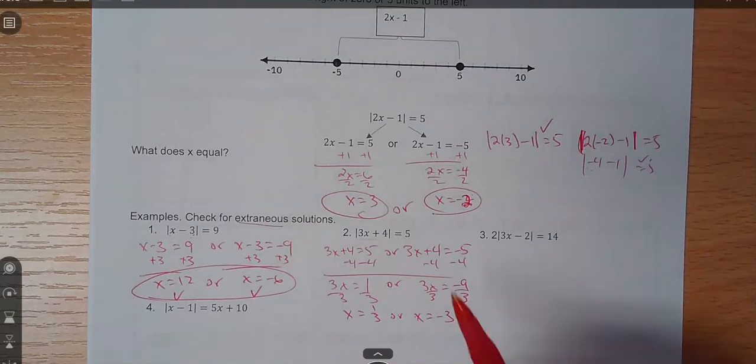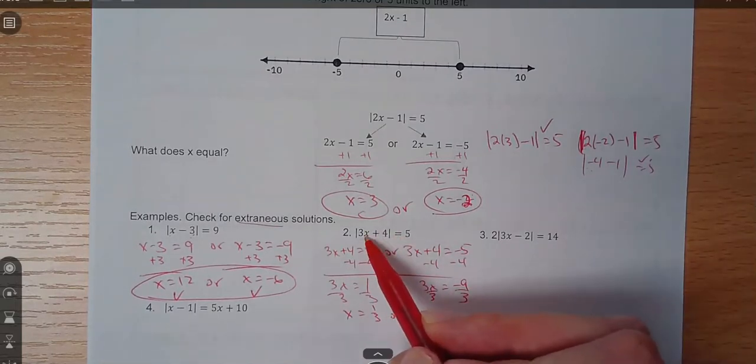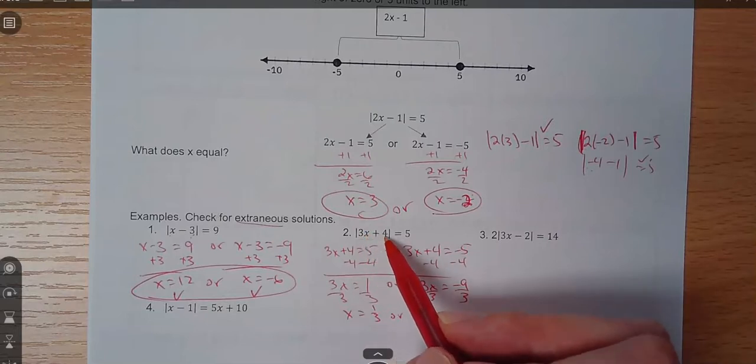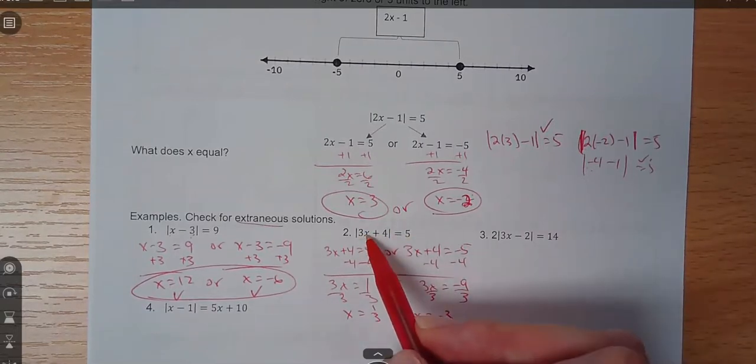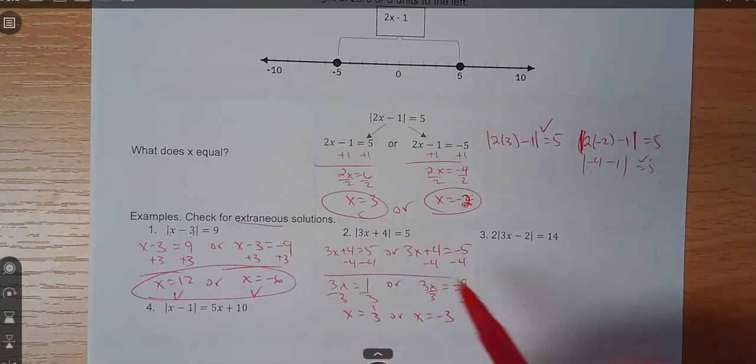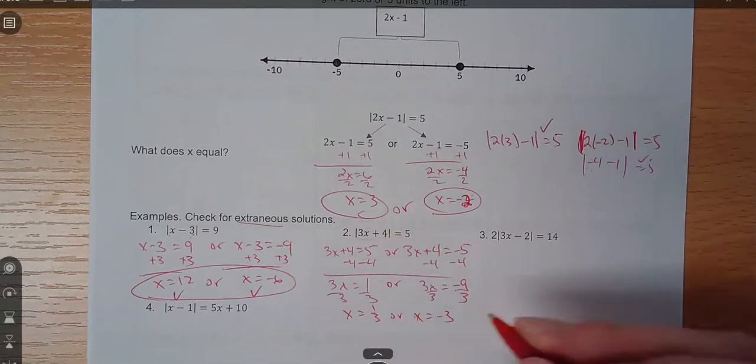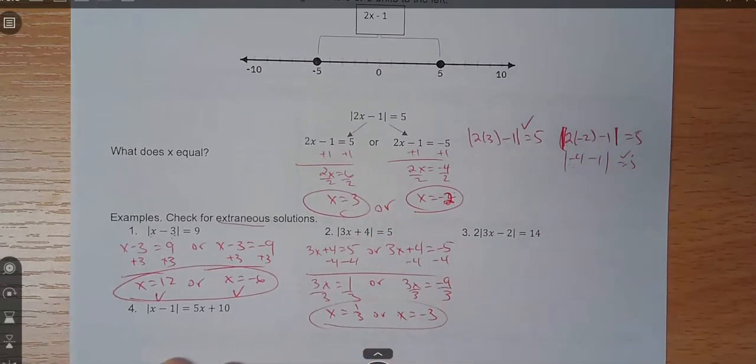Now let's check them. So if I plug the 1/3 in here, 3 times 1/3 is 1, 1 plus 4 is 5. The absolute value of 5 is 5. Plug a negative 3 in here. Negative 3 times 3 is negative 9. Negative 9 plus 4 is negative 5. The absolute value of negative 5 is 5. So those both work. Okay?